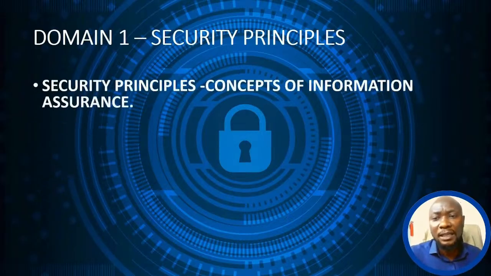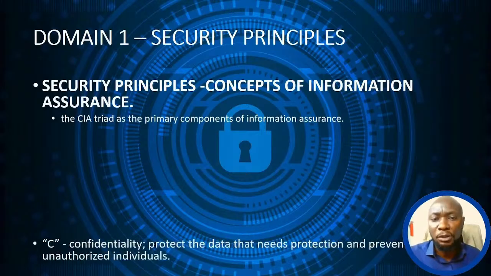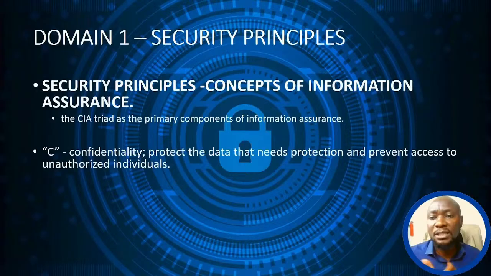The first thing that is being talked about is the concept of information assurance. Information assurance is described by what we call the CIA triad, which are the primary components of information assurance. The C in the CIA triad is confidentiality, which talks about protecting data that needs protection and preventing access by unauthorized individuals.